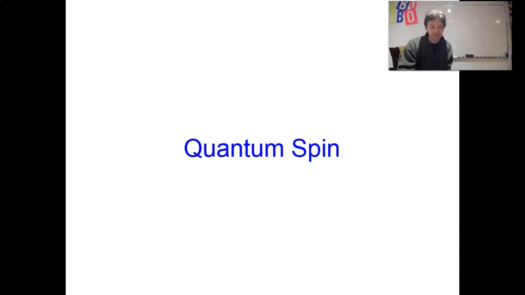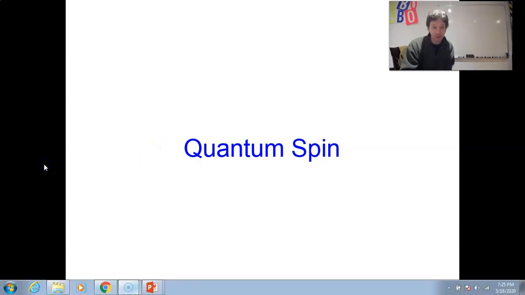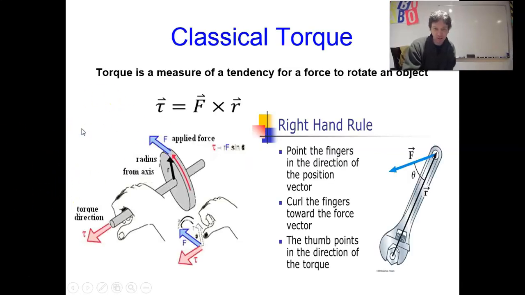Now, to first understand quantum spin, I think we need to take a little introduction. Hold on, my PowerPoint's not changing. There we go. A little introduction to classical spin. Classical spin isn't part of the curriculum, but I think it's really important to understand it in order to figure out what quantum spin actually is.